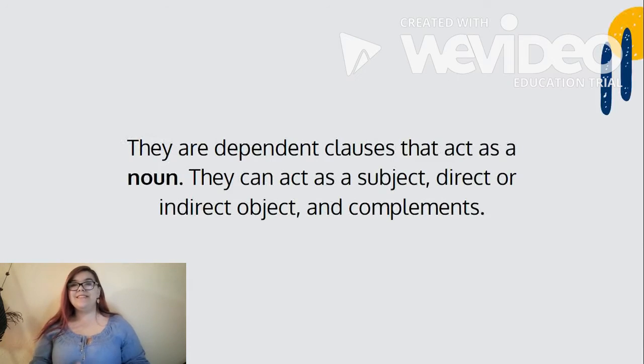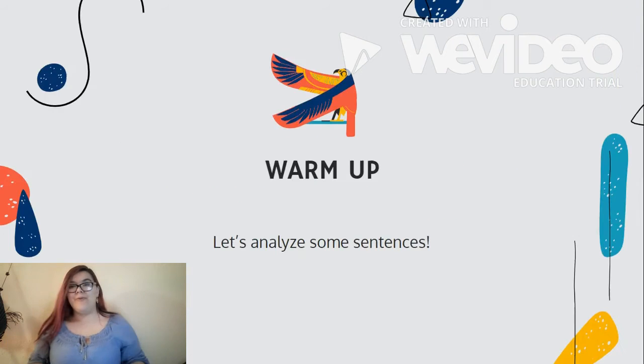Before starting with the presentation or the video, we have to remember or review what a noun clause is. Well, we have right here that they are dependent clauses that act as a noun, but they can also act as a subject, direct or indirect objects, and complements. Before that, we have to do a warm-up. Let's just analyze some sentences for you to get familiar with the content of the video.